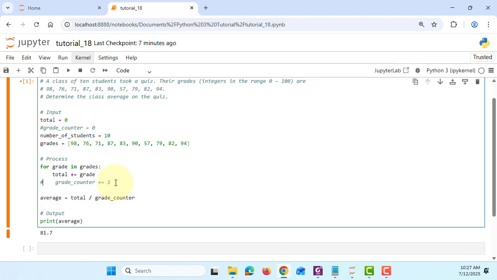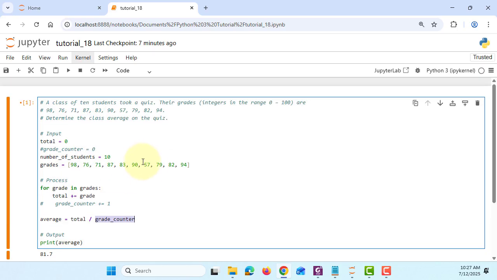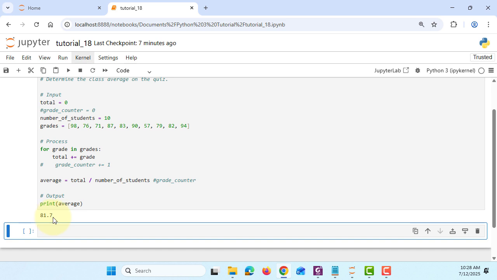Okay, so we can make a comment. And instead of dividing by the grade counter, let me make a comment. You can divide by number of students. Okay, try to run it. 81.7. Okay, still the same 81.7.